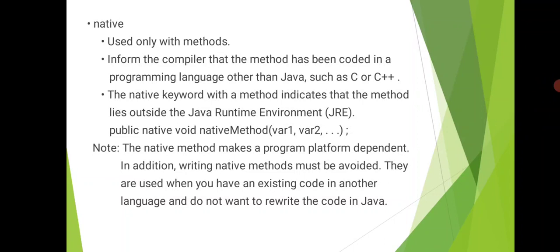So this is the syntax for the native keyword to create native methods. This will inform the compiler that the method has been coded in a programming language other than Java, such as C or C++.